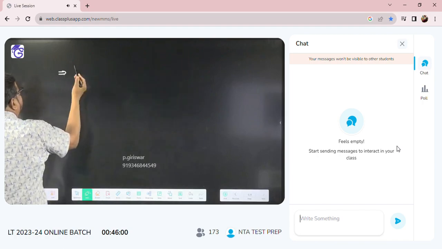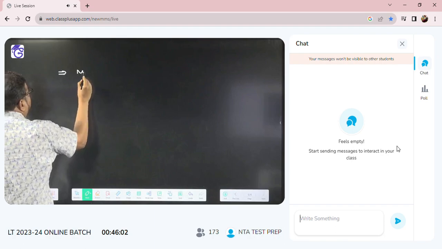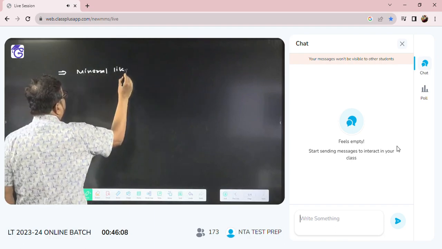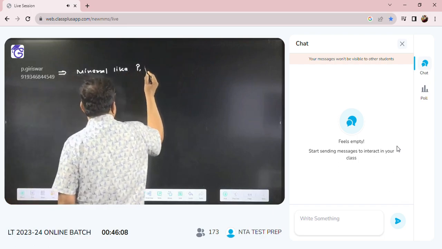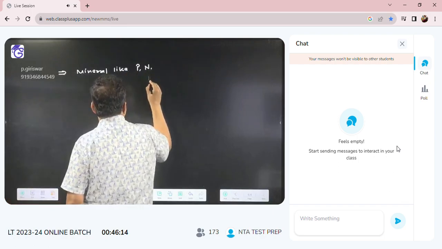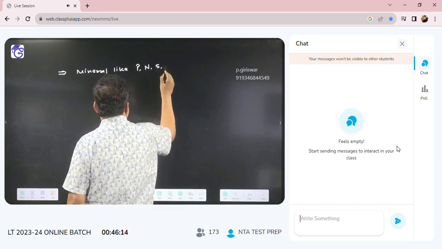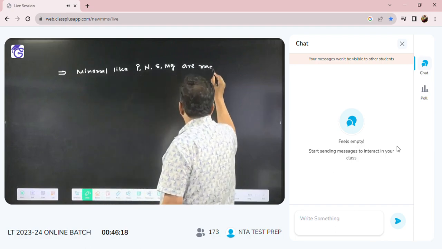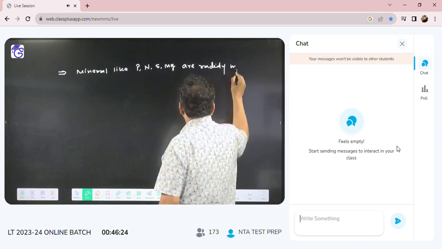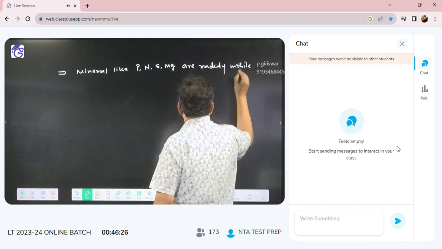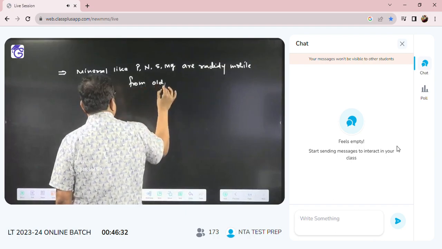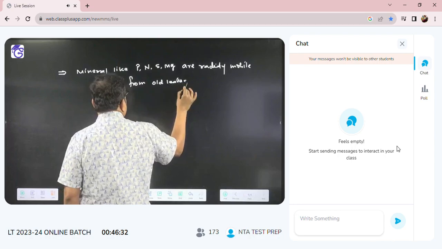So NCERT also wrote a line: minerals like phosphorus, nitrogen, sulfur and magnesium are readily mobile, easily mobile from old leaf to new leaf.